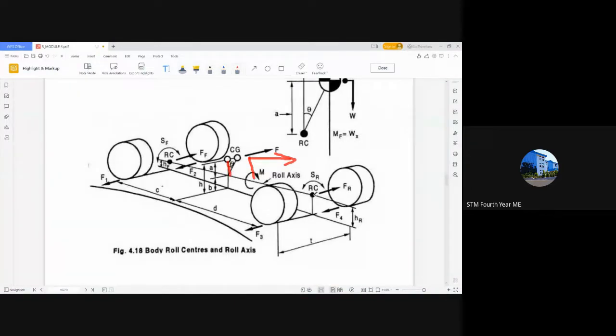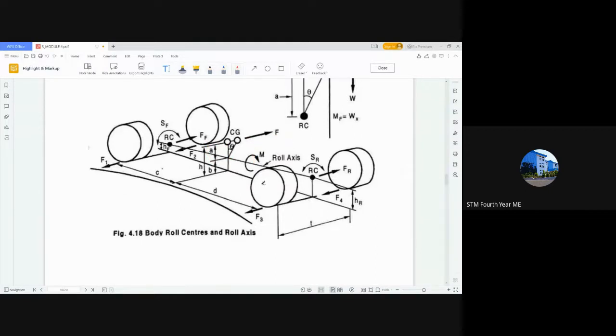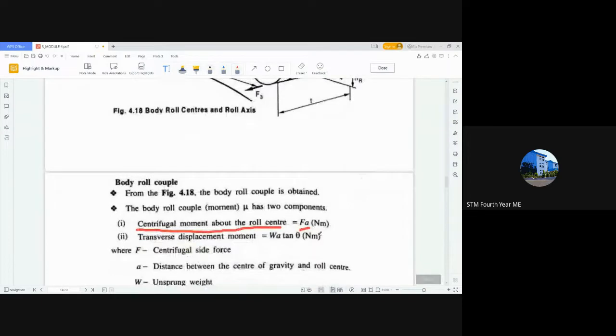Here the perpendicular distance of the force is through this. We are looking at the roll center axis. The roll center axis is this line here, and the distance of F from the roll center axis is A. So the moment is equal to F into A. The centrifugal moment is equal to F into A. In the next line, write transverse displacement moment.